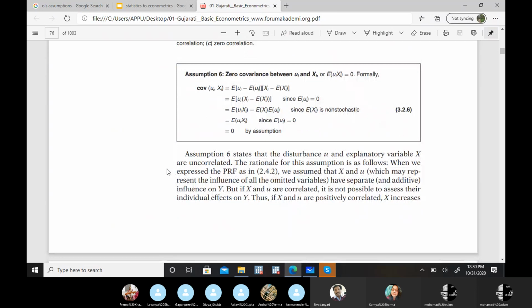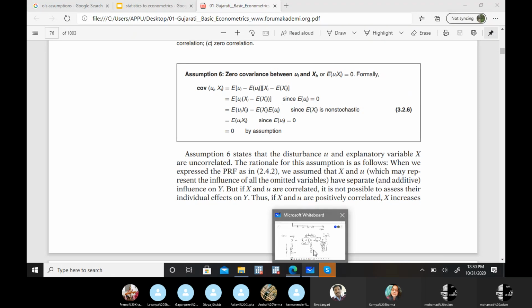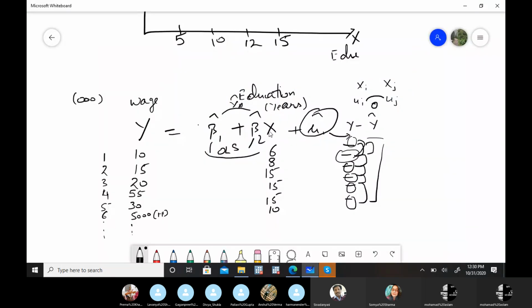Then the sixth assumption, although we did it in the properties as well on Thursday, it's okay. Again, the theoretical meaning, just try to understand. Zero covariance between residual and independent variable. Meaning whatever variable we have, for example, here we have education in years and then unknown factors.